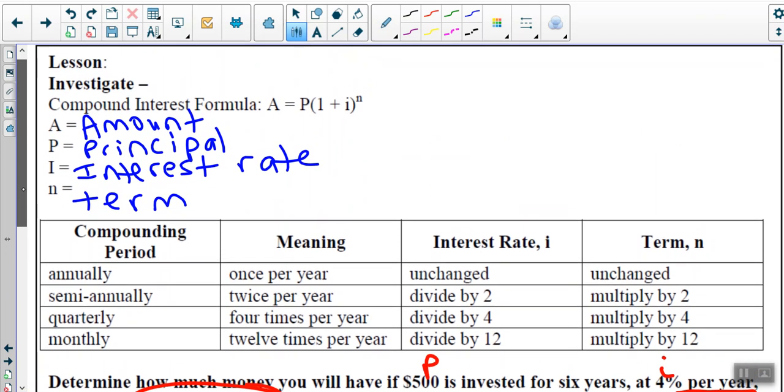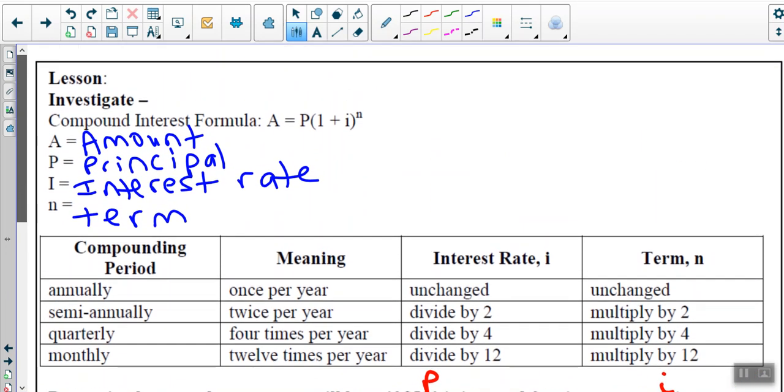So today you're just going to be practicing compound interest using your formula, using this chart here, and really pay attention carefully to the wording of the question as far as how much is it compounded by, and be very careful with your interest rate and your term.